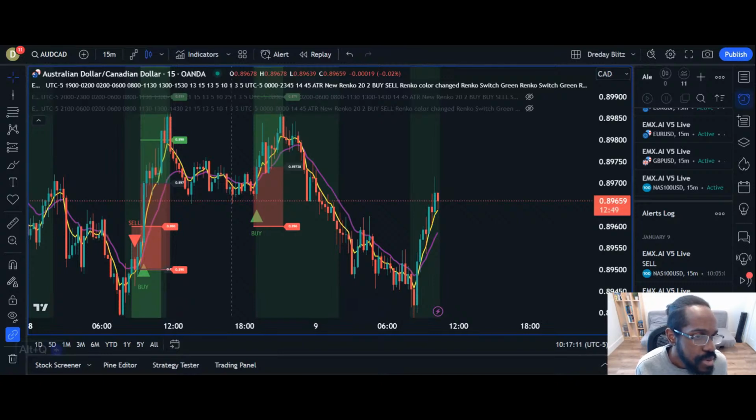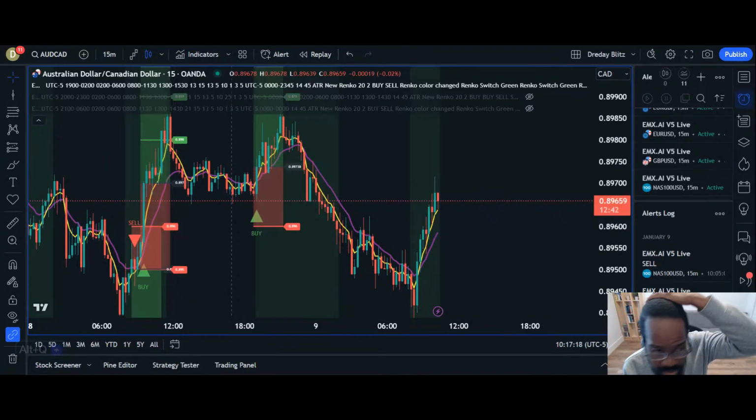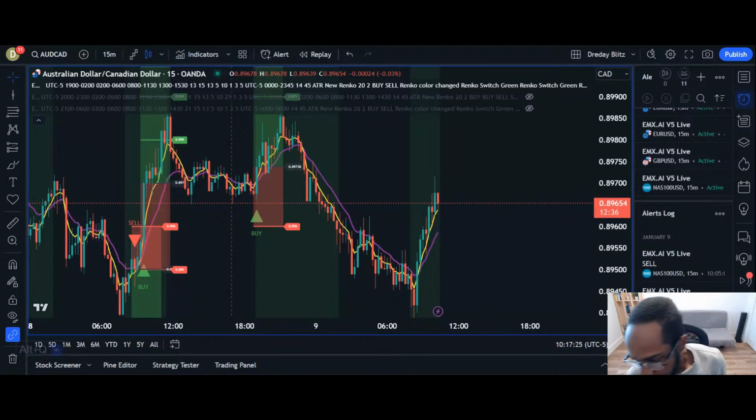All right. Is that clear for you guys? Especially Leon, because you are the one that has access to the indicator. So let me know if it makes sense in what I'm saying here.